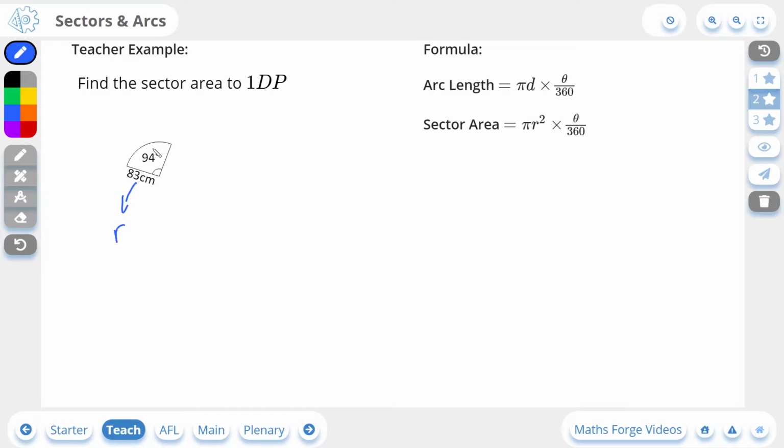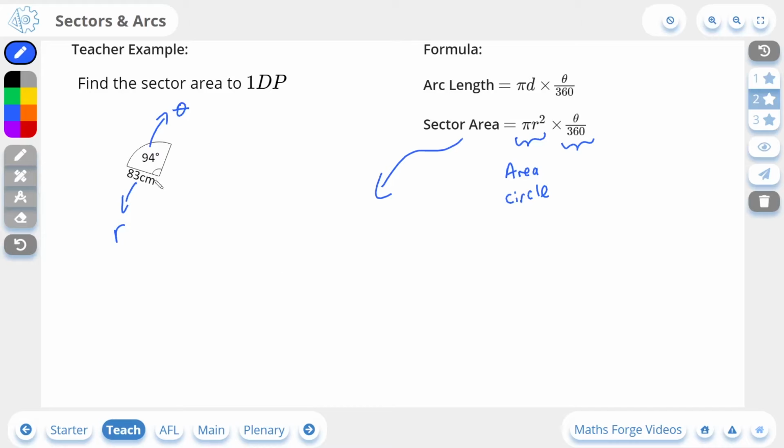This is going to be r and this is going to be theta. And so to find this area, we're going to use this formula here. Now, if you take a look at this formula, the first part of this formula is pi r squared, which is just the area of a circle. And of course, the next part of this formula is the proportion that this sector makes of a full circle.